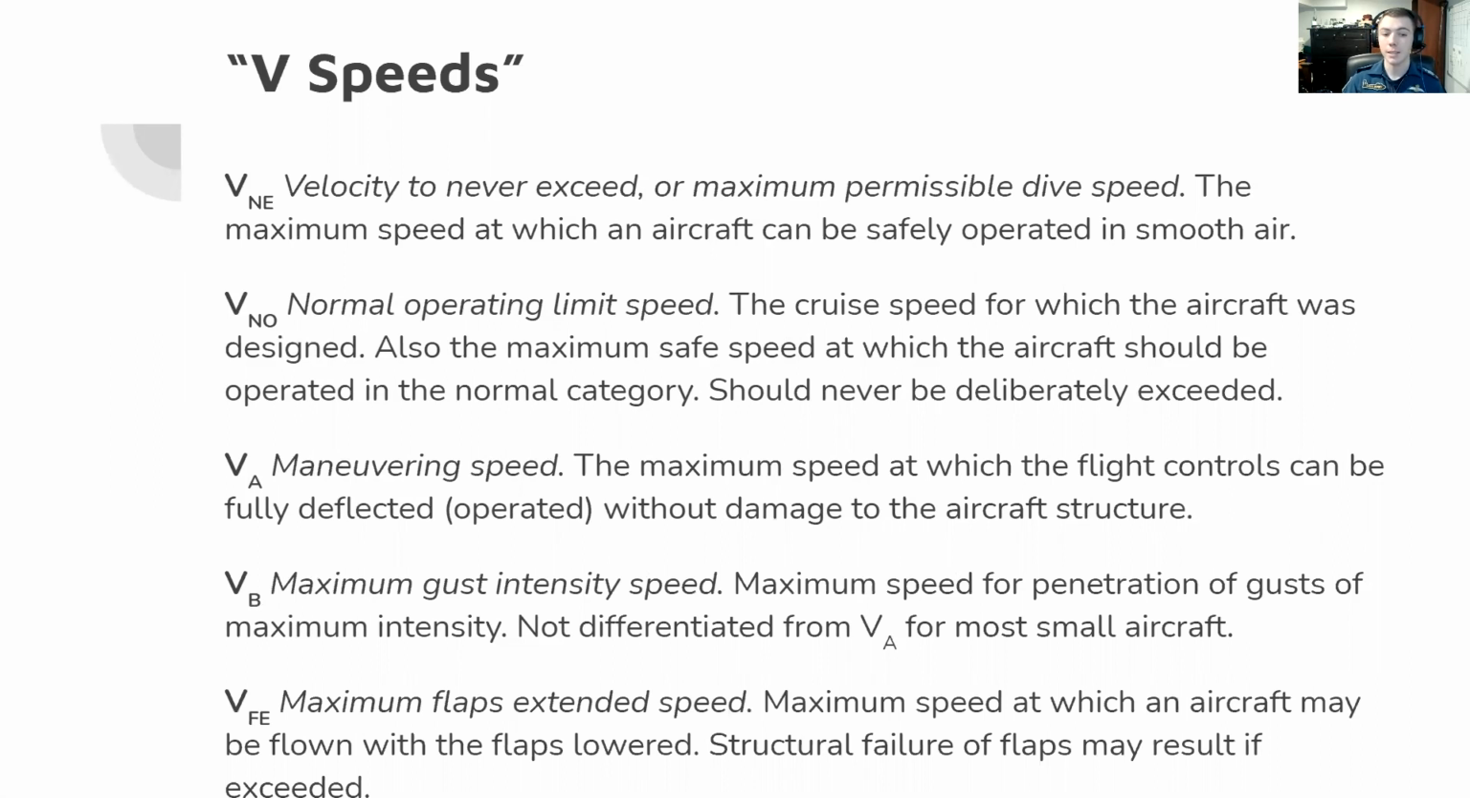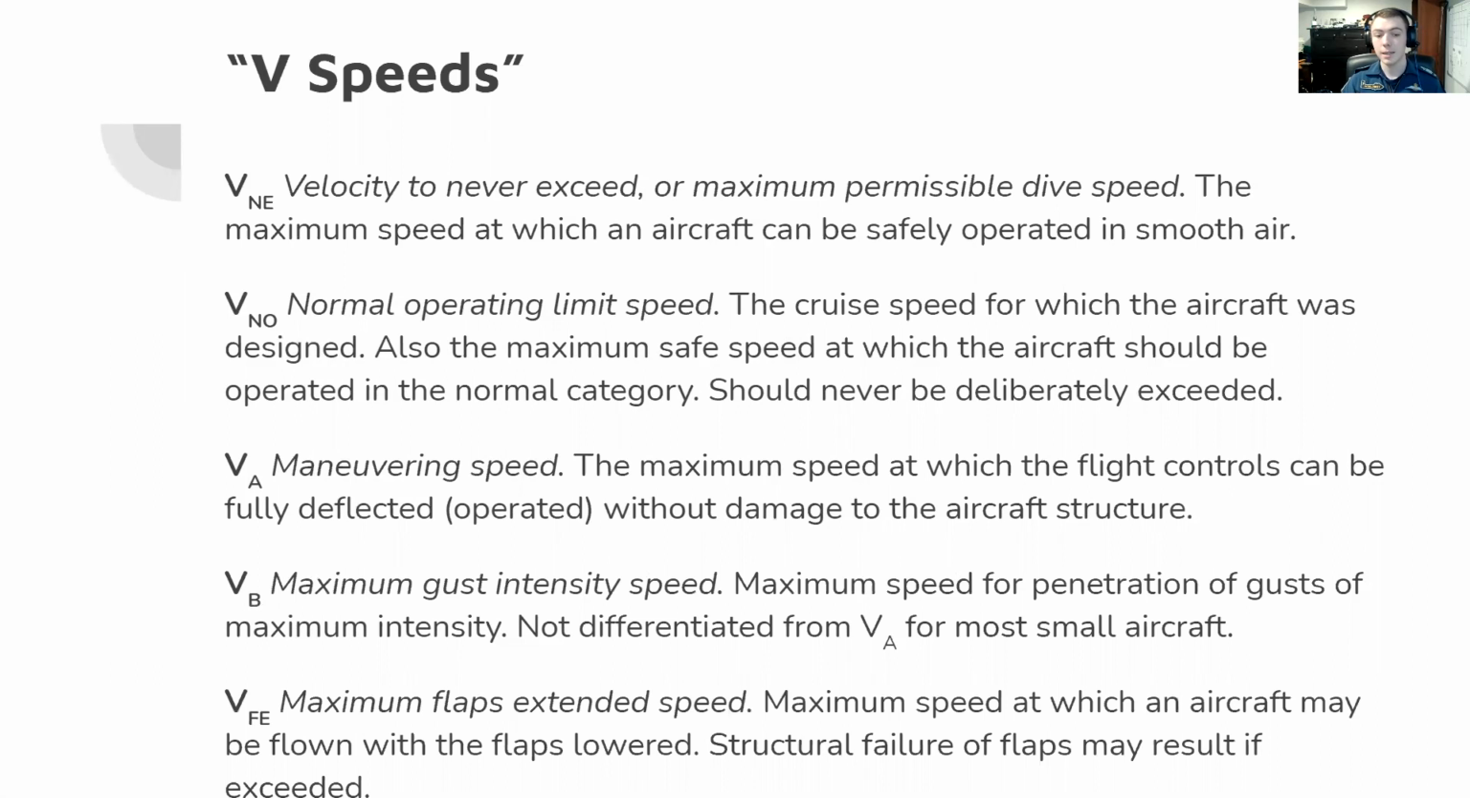Maneuvering speed. This one's pretty straightforward. When you're conducting any sorts of maneuvers, which can be anything from a full stall to even just operating your flight controls to full deflection, so your rudders all the way to either side, or pulling the yoke to move your ailerons all the way to the left or to the right, you cannot be at or beyond this speed with full deflection because you risk damaging those control surfaces.